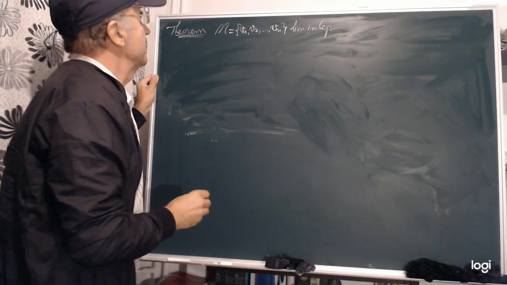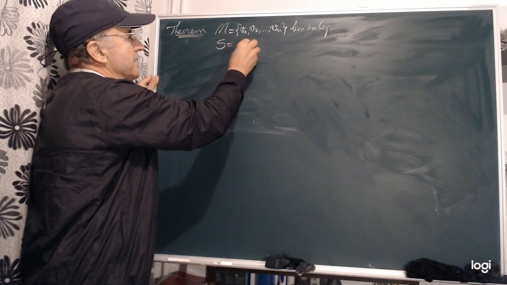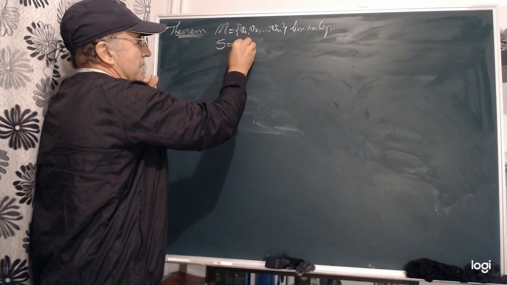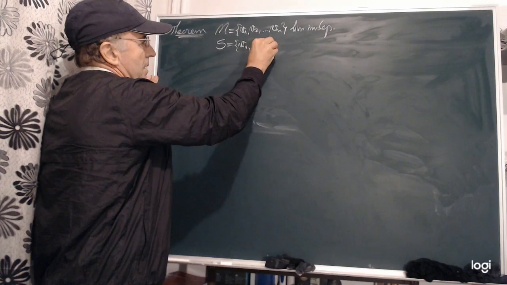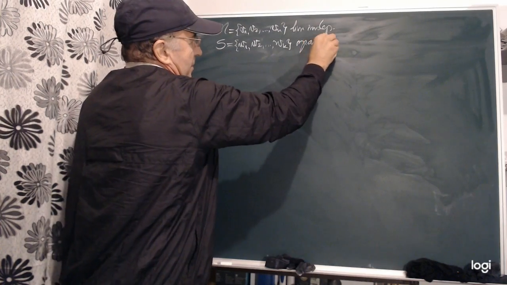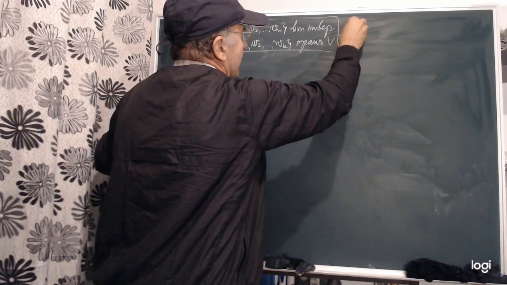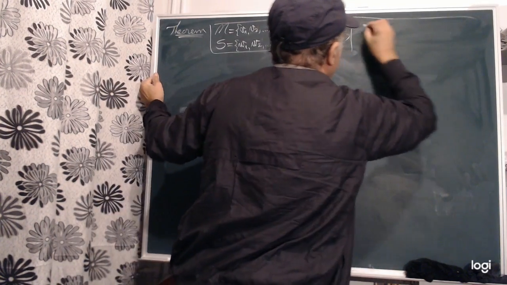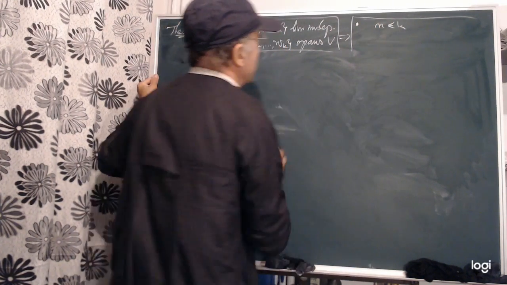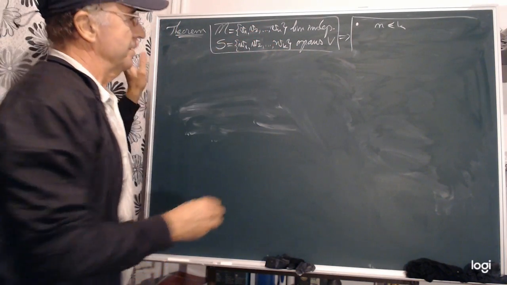And we consider a spanning set S for V, containing the vectors w1, w2 up to wk, which spans V. From this, it follows that firstly, n is less than or equal to k. The number of vectors in M is not greater than the number of vectors in S.